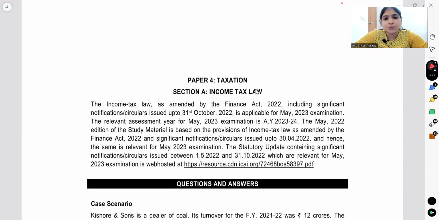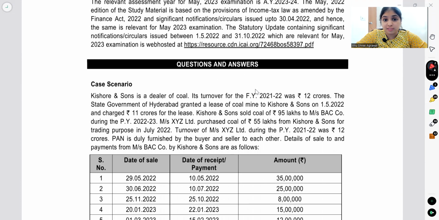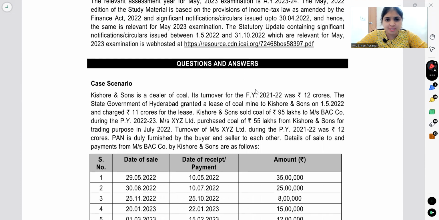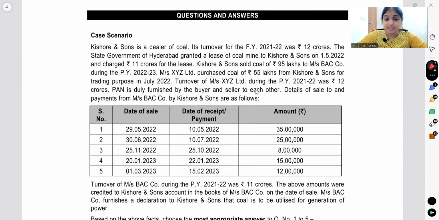Guys, in this session we are going to be solving the RTP applicable for May 2023 CA Inter Income Tax. This session is going to be all about the MCQs. There are around 8 MCQs in this RTP. Good ones. A lot of concepts will get revised through this discussion. Let us start off with the very first question.